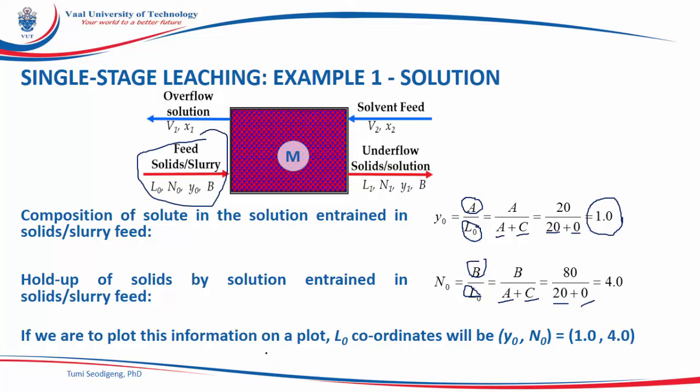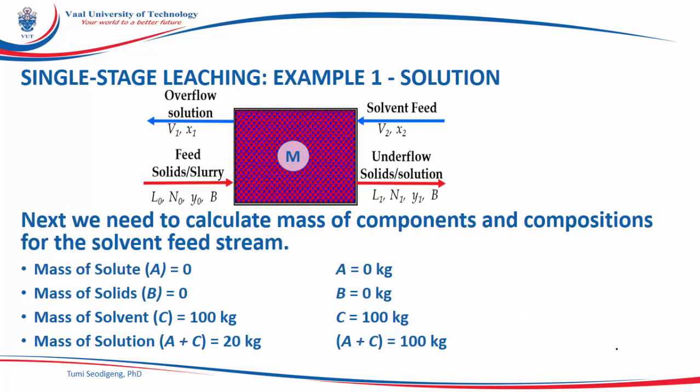If we are to plot this information on an N versus Y plot, the L0 coordinates will be YO and NO, which are 1 and 4, 1 being YA and 4 being the N, which is the solid holdup.